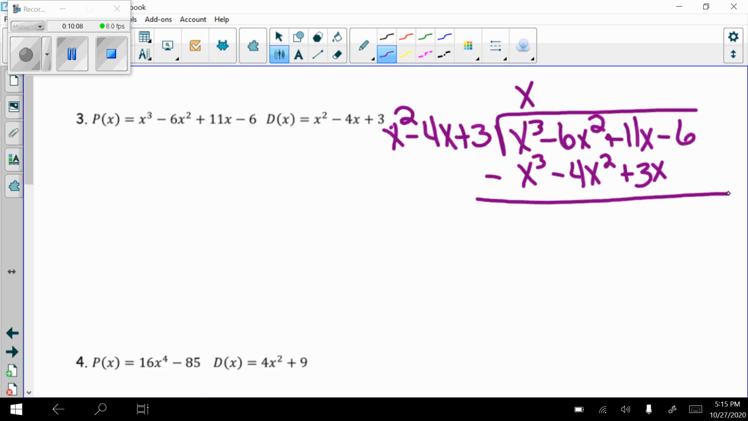Subtract all of that. X cubes cancel. Negative 6x squared minus negative 4x squared turns to negative 6 plus 4, so that is a negative 2x squared. 11x minus 3x turns to plus 8x. And then our minus 6 comes straight down. So now we say, what do we have to multiply x squared by to get negative 2x squared? That's just a negative 2, so I have x minus 2 up here.